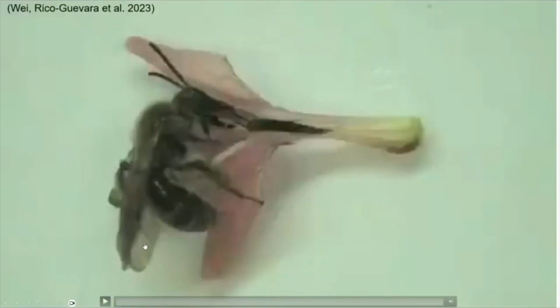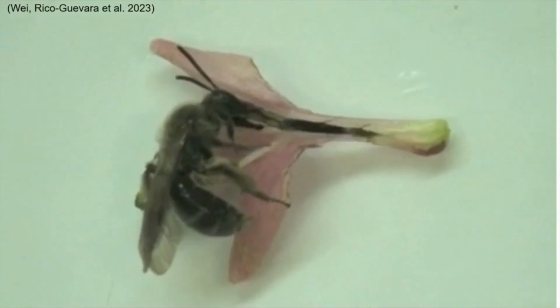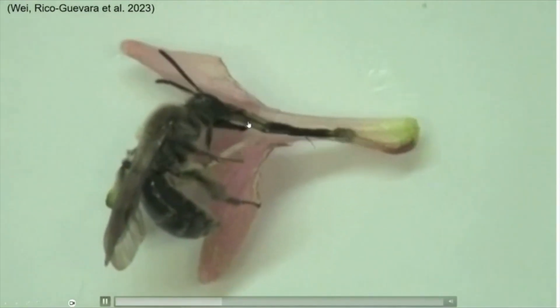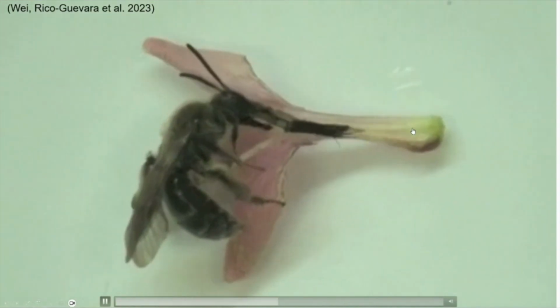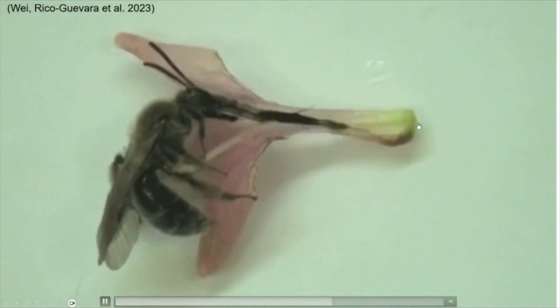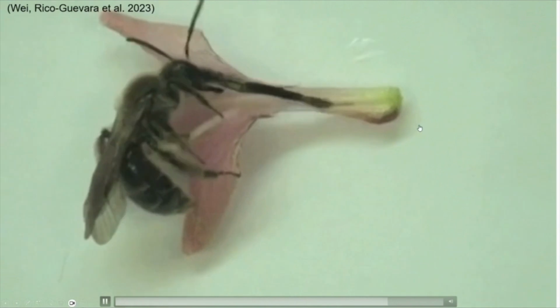And now this is a lovely little bee demonstrating how it drinks. So you can see that the proboscis has to reach basically to the bottom of the corolla so that it can pull the nectar up. Yeah?